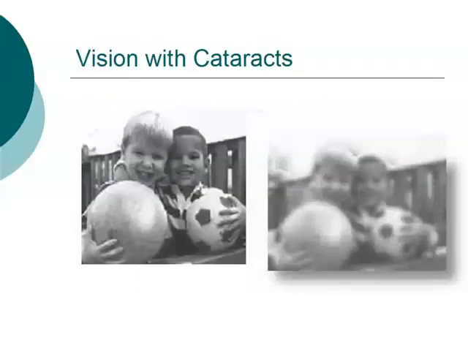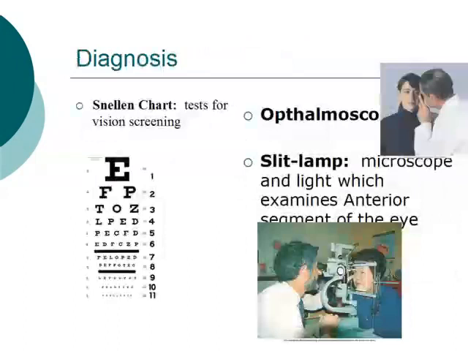The picture on the left is normal vision. The picture on the right is a patient that has cataracts. So you can see how the vision is cloudy and blurry. Cataracts are diagnosed in different methods.